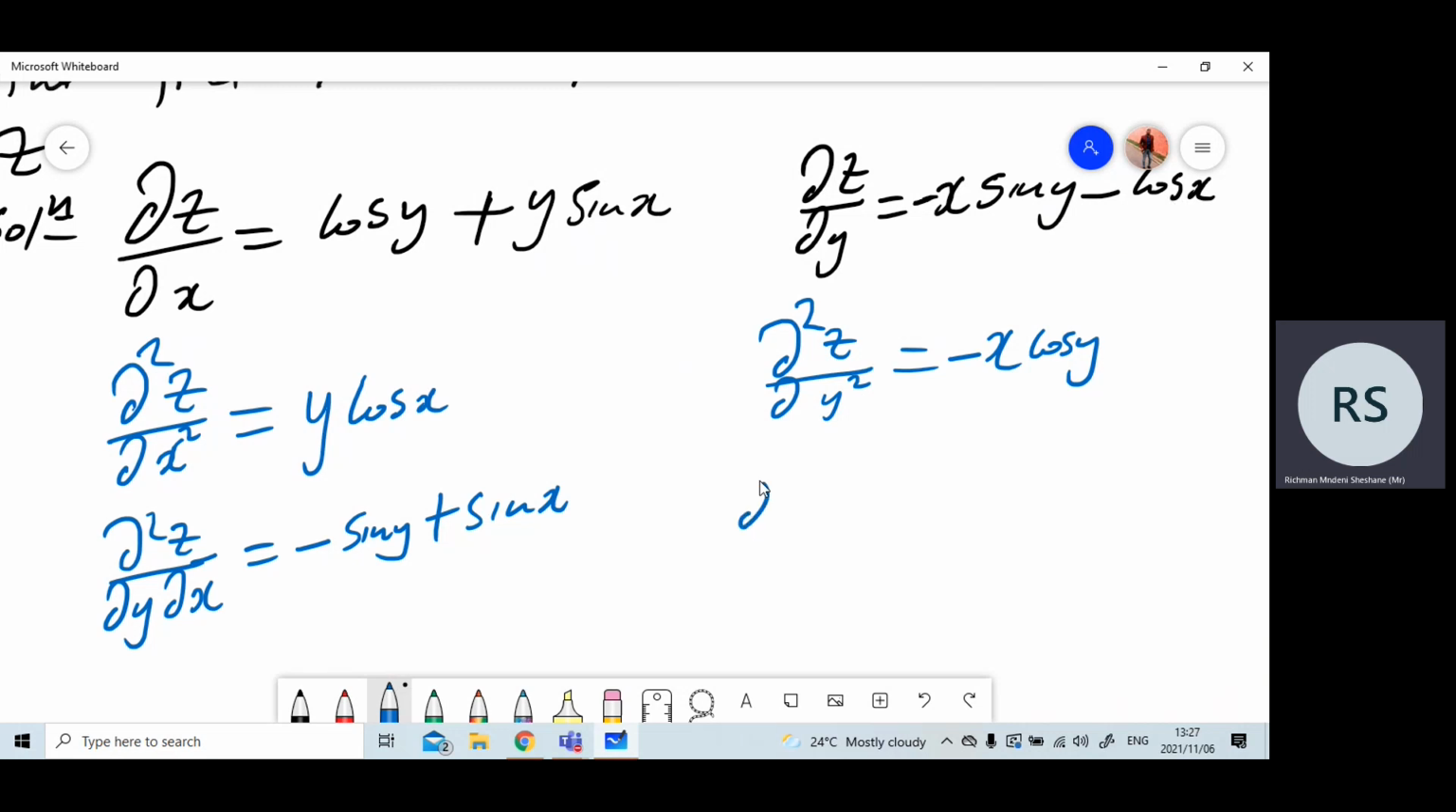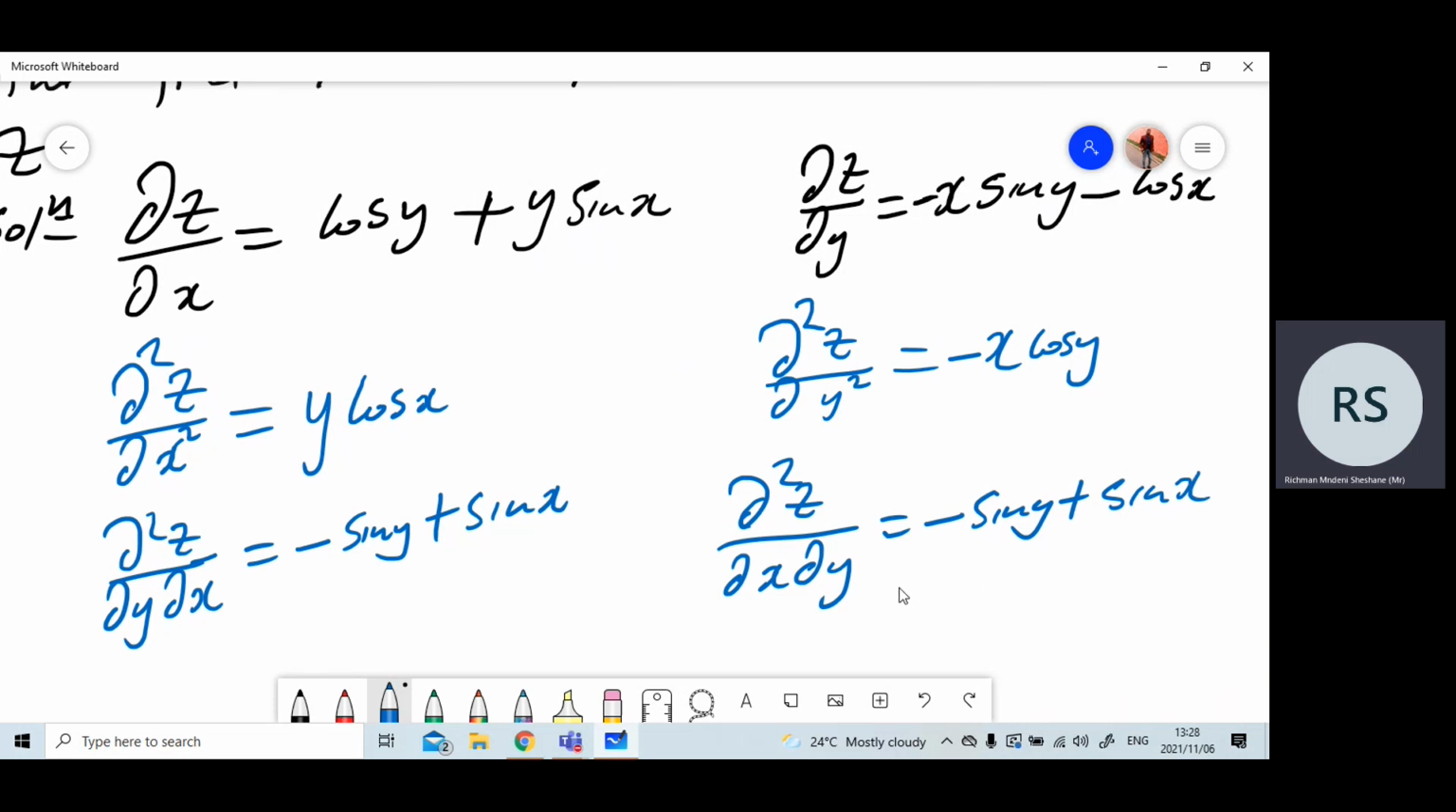And again, a second partial derivative of z. Now we're deriving with respect to x from the partial derivative with respect to y here. So when we're deriving x, you get minus sine y, and the derivative of this would be minus cos x. The derivative of cos x is minus sine x, so we can make this positive. So plus sine x. Okay.